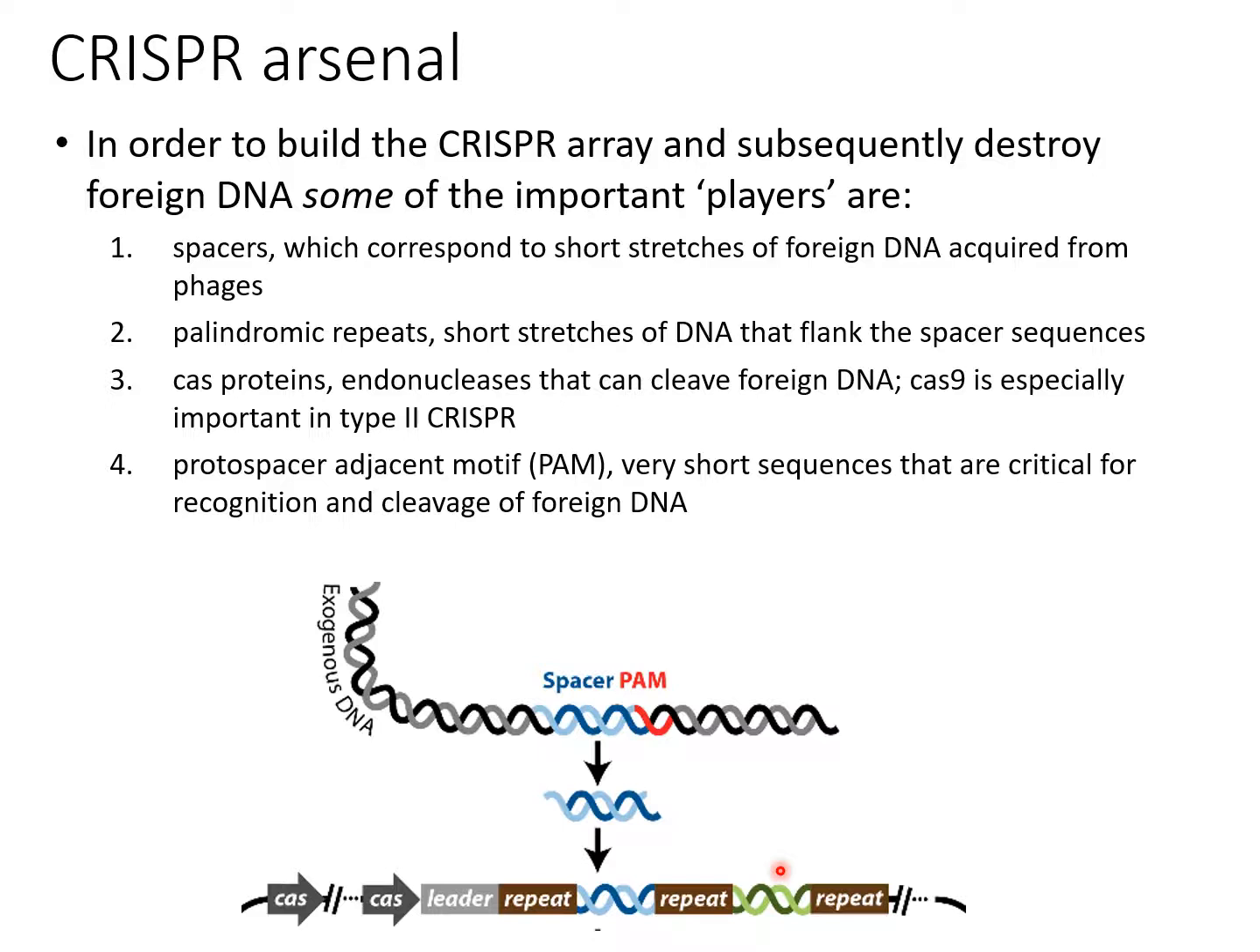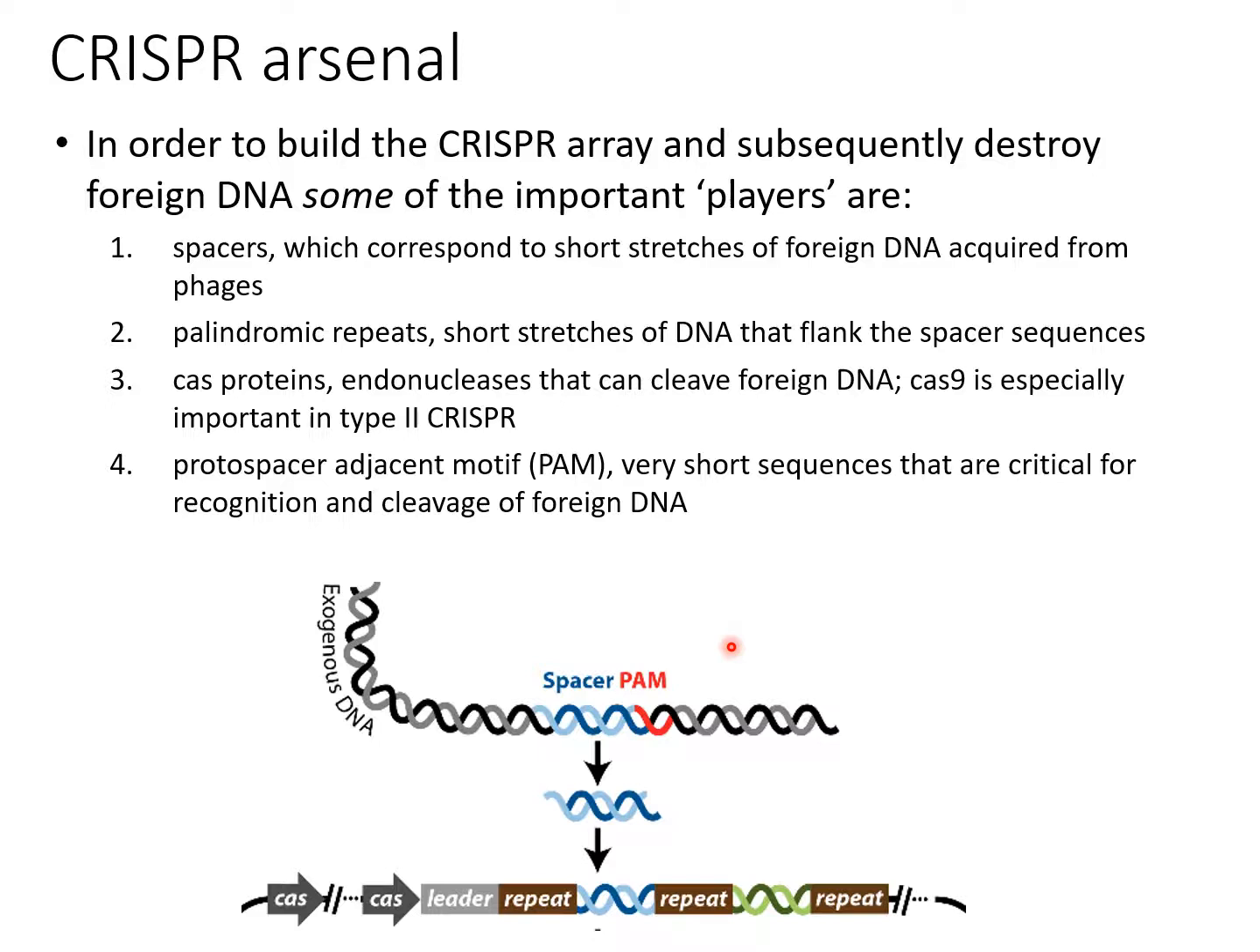Finally, we have a fourth player. This is called the Proto Spacer adjacent motif, or PAM. This is an incredibly short sequence of DNA, but it is a recognition kind of sequence. So in other words, the bacterial enzymes that are in charge of cutting the DNA, the foreign DNA, and getting it inside the CRISPR loci need to have the PAM there in order to recognize that this is a place where they should actually cut the DNA.